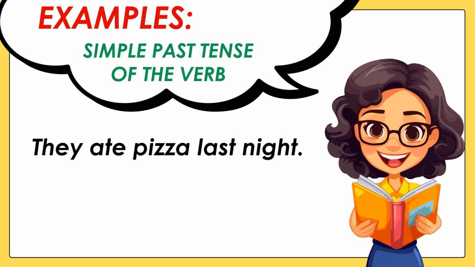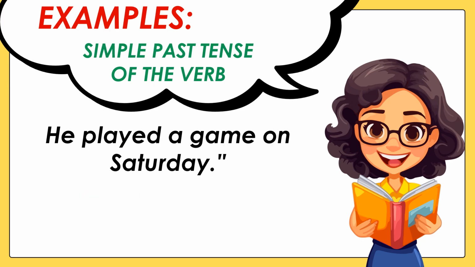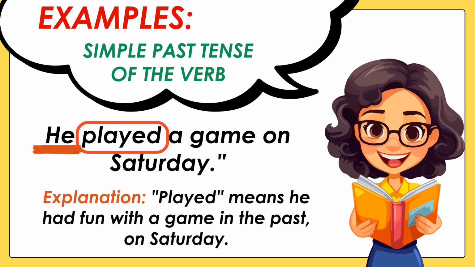Second, they ate pizza last night. They is the subject of the sentence. Ate is the verb. Ate tells us that they had pizza in the past, last night. Third example, he played a game on Saturday. He is the subject or the topic of the sentence. Played is the verb. And played means he had fun with the game in the past, on Saturday.